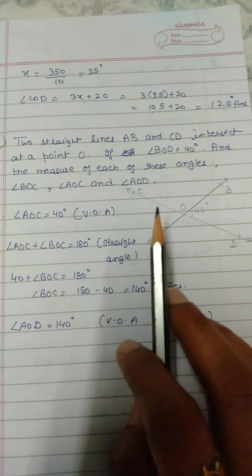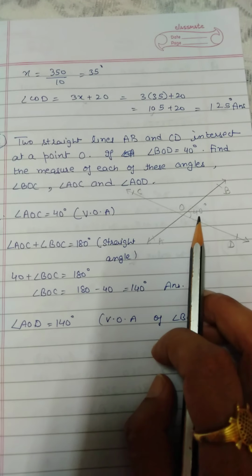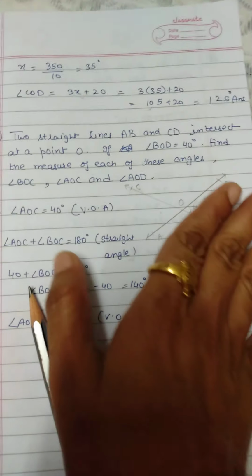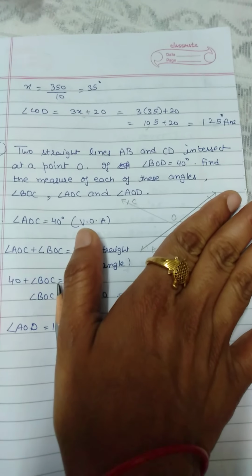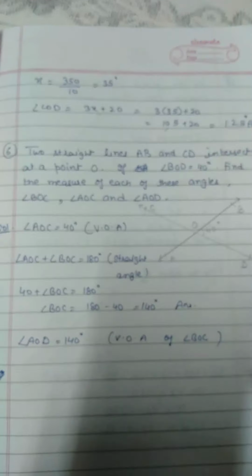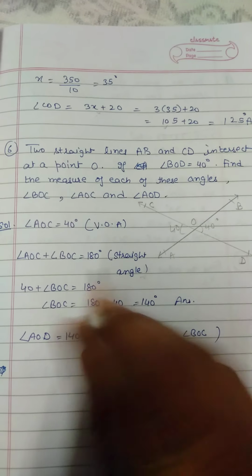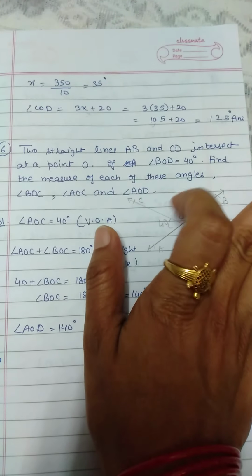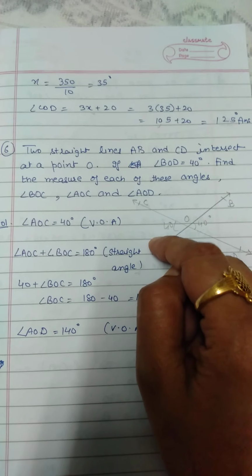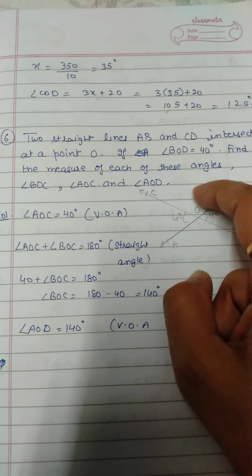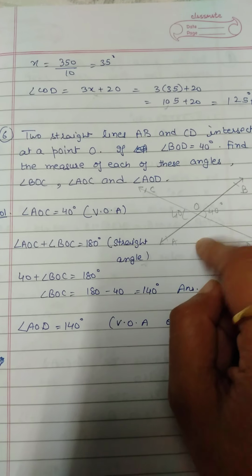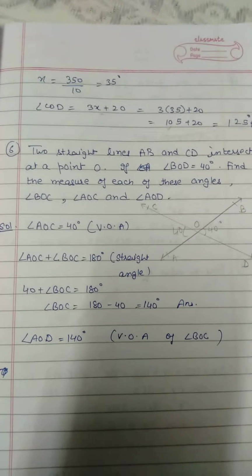Here we have vertically opposite angles. If this is 40, this should be 40. And if you see it like this, then you get a linear pair. It means if this is 40, this is a linear pair, so this should be 180 minus 40, you get 140. And this is vertically opposite to this. It means this is also 140 degrees.